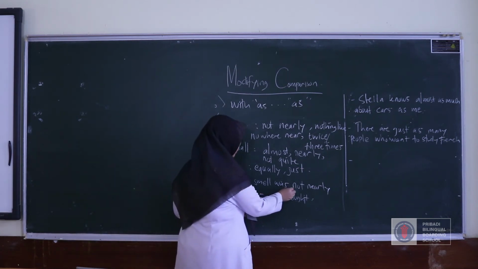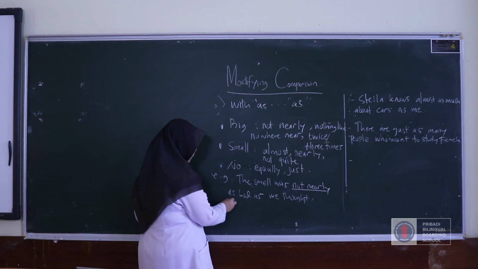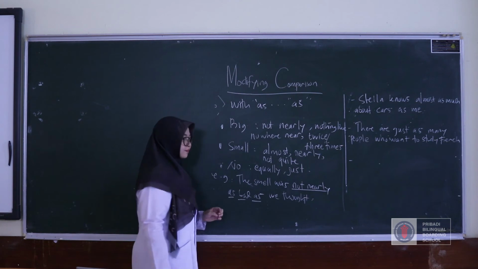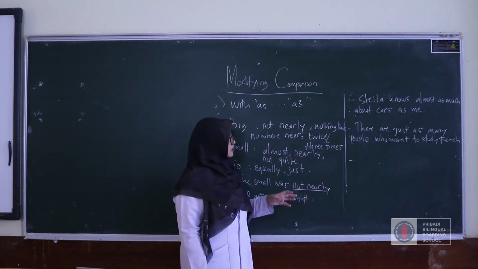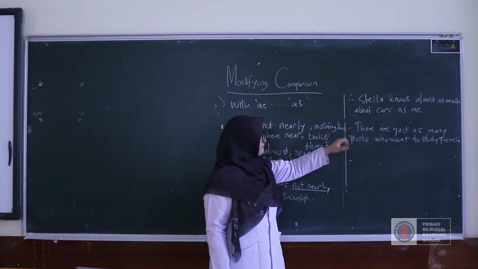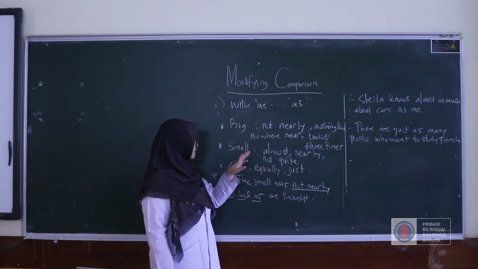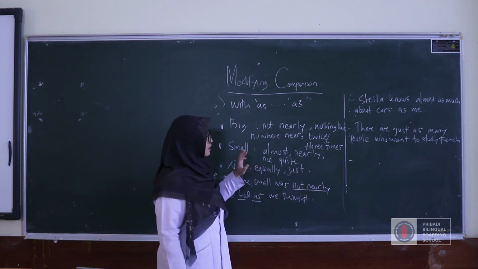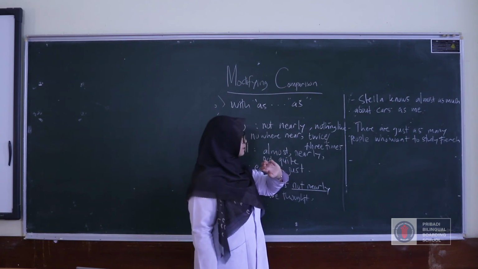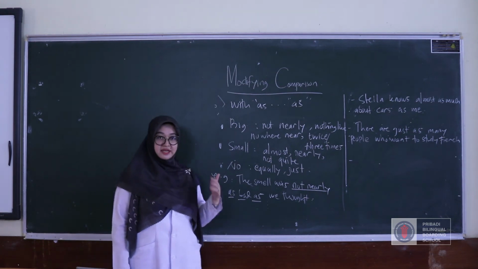So we put not nearly here after the to be, and also this is your comparison, as plus adjective plus as. Okay, and then another example is Stella knows almost as much about cars as me. Okay, almost is the example of the small difference, this one. And then there are just as many people who want to study French. Okay, so just as many people means the same number.